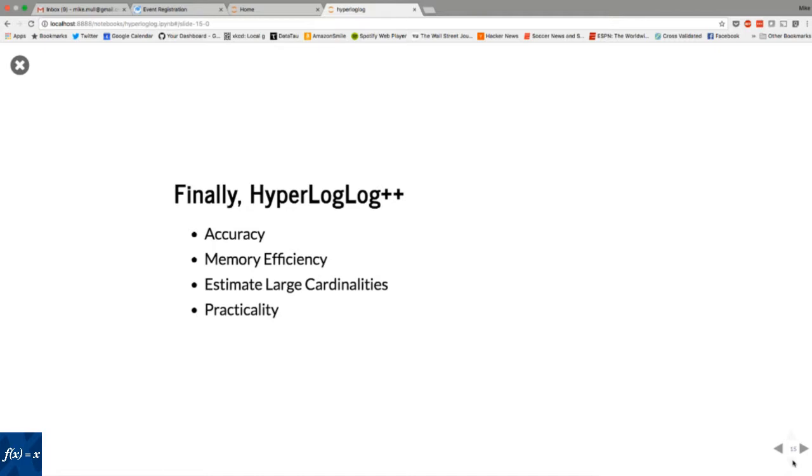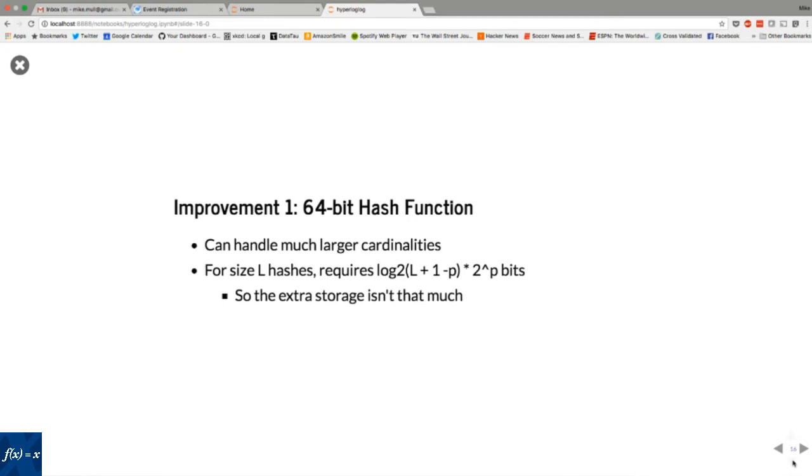But the first improvement they make seems like kind of a no-brainer, and I don't really understand why they didn't make this same change in 2007. Basically they switched from a 32-bit hash function to a 64-bit hash function. They say in the paper that they use a proprietary hash function, but they also say that they experimented with various hash functions and it didn't really have any effect on the results. So first, this gives you the ability to handle much larger cardinalities without collisions. That seems like an easy win.